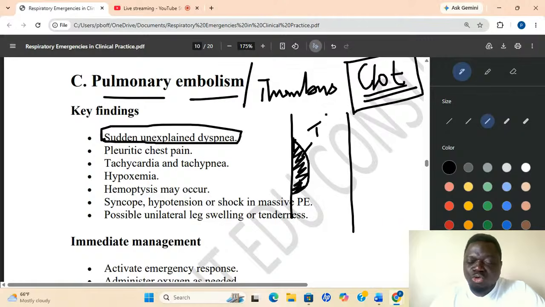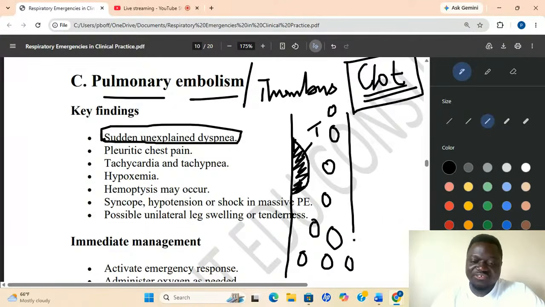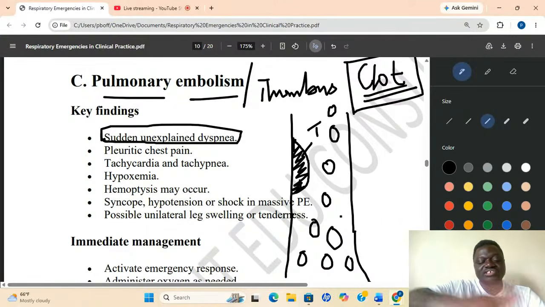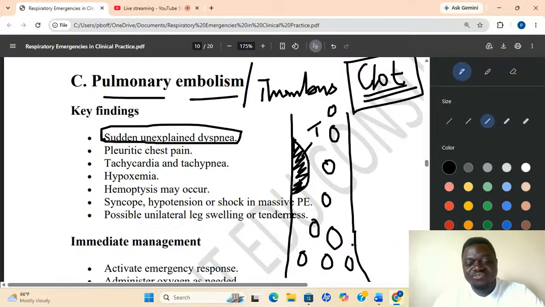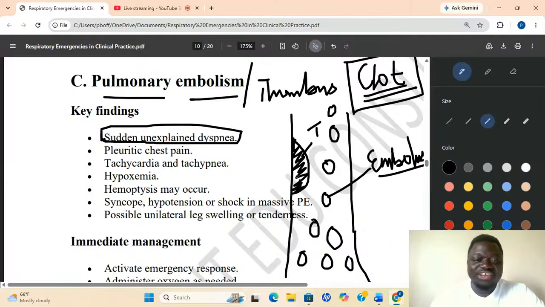But we have some clots that will be moving around. They move with what? The blood. Like if you go to the stream, you see that the river will be moving some leaves along its journey. So it's the same clot, but it's moving with the blood. We call this an embolus. The name changes from thrombus to what? Embolus. A traveling clot is an embolus and a stationary clot is a thrombus.